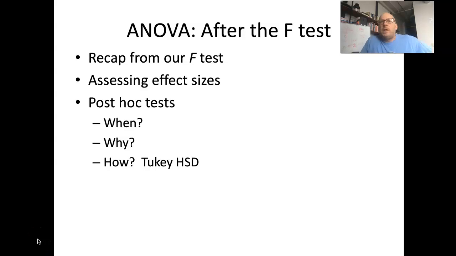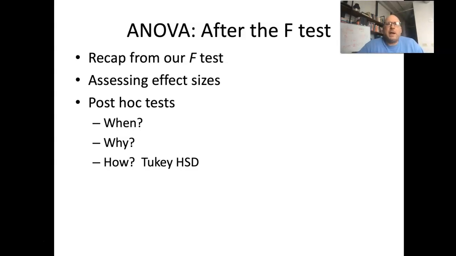Okay, so last time we did a one-way analysis of variance and we did the four steps. And at the end of the four steps, we rejected the null hypothesis. Now, with ANOVA, you have the regular four steps of the hypothesis test, but then there's a little extra step that we do after the F-test. So what we're doing in this video is after the F-test.